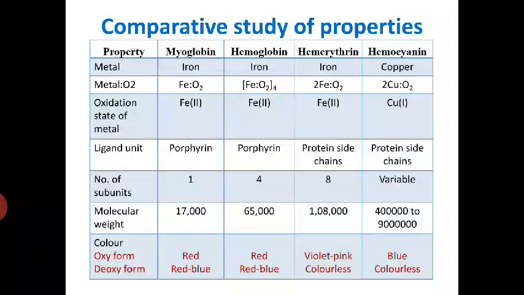So we can see the blood of certain arthropods like cockroach, etc. The color is blue, and we can find that sometimes it is colorless. That means the blood is in deoxy form.